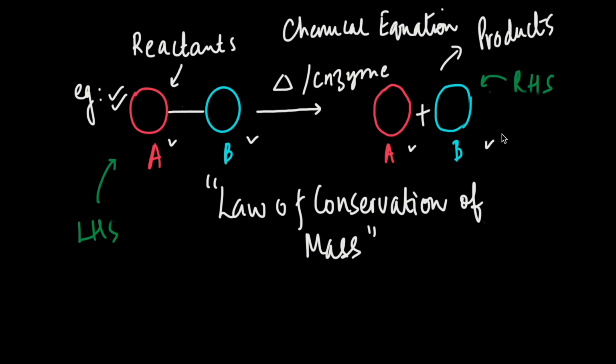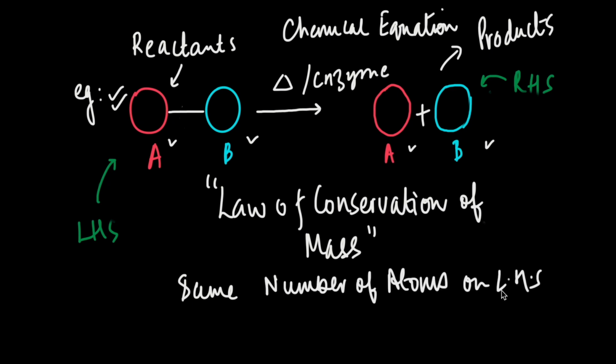The reactants, that is the LHS, and the products on the RHS will always have the same number of atoms on LHS and RHS. So that brings me to why we need to balance our chemical equations. Well, that is because of this law of conservation of mass, that tells us that all reactions are balanced. That means both on the reactant side as well as on the product side, the atoms will remain the same, and hence we need to balance these.